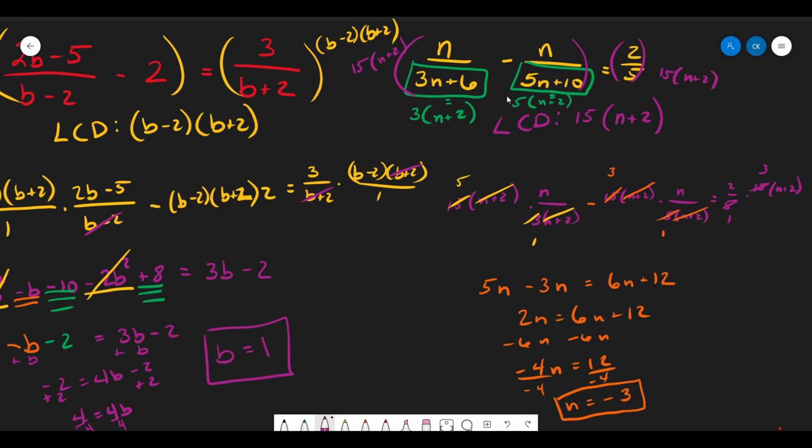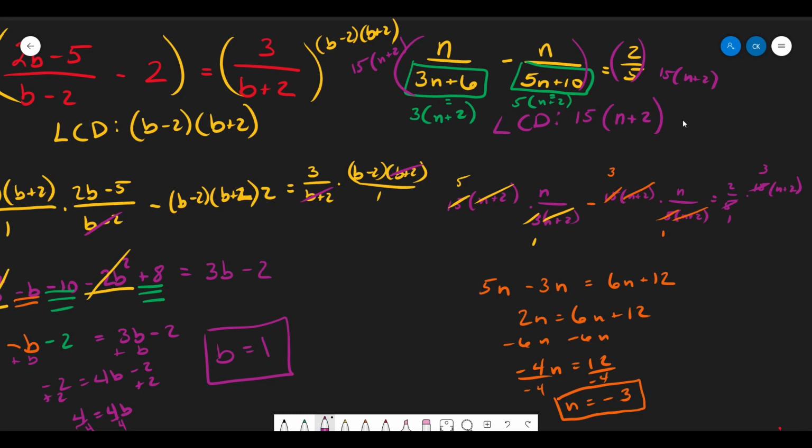Now the reason this made it easier was because, look, they have an n plus 2 in common. That's part of my least common denominator. Then all I have to look at is the 3, the 5, and the 5. Well, the least common multiple between 3 and 5 is 15.